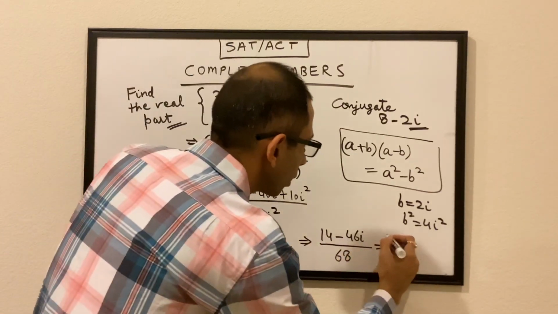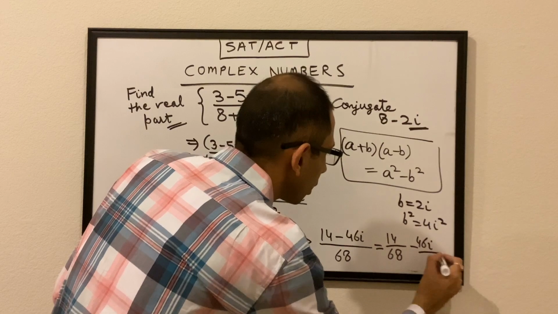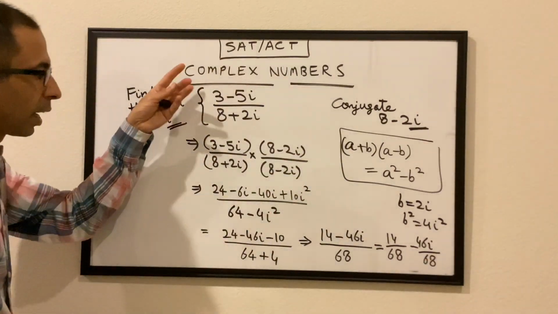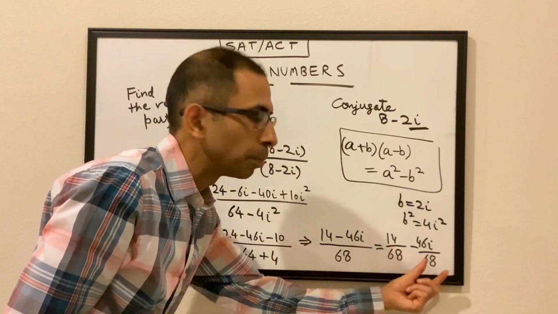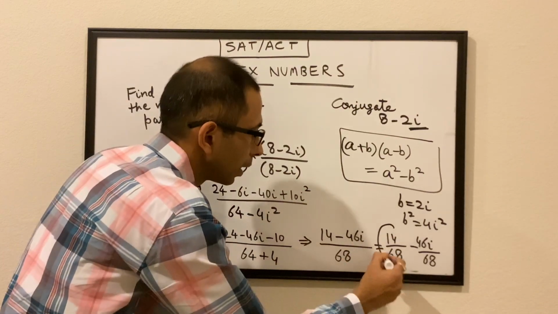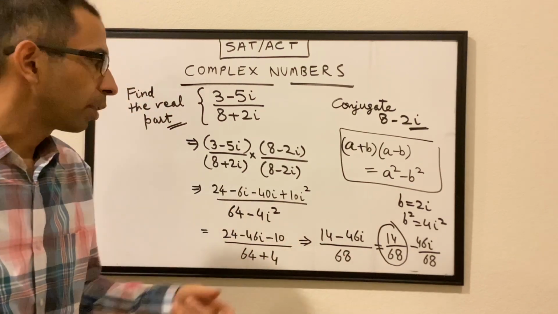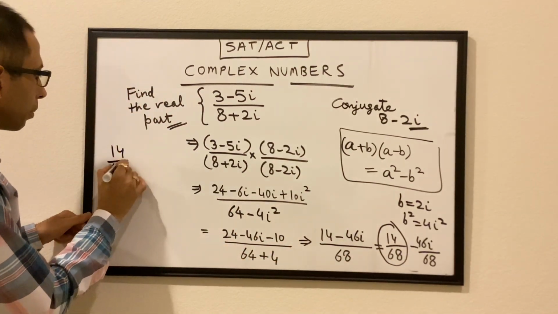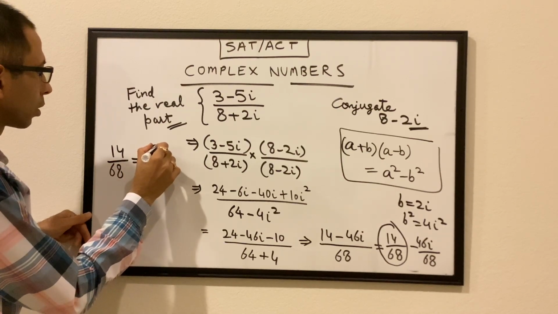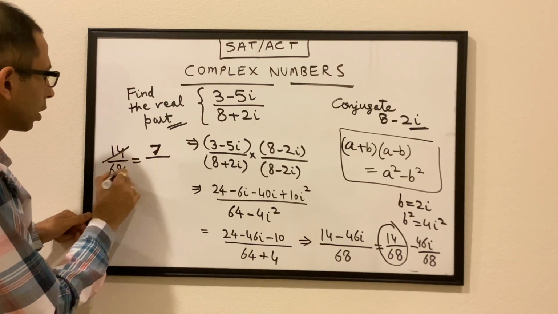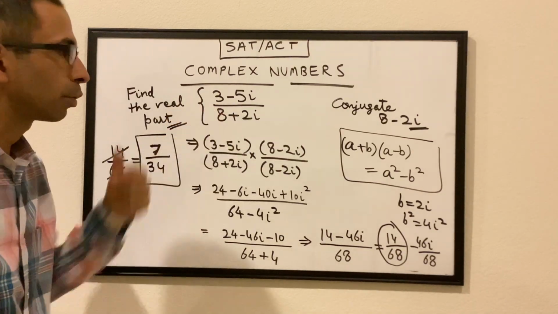And then we can break it down into two different terms here. So finally, by doing all of this, we are able to reduce the given fraction in terms of a plus bi, right? And a is the real part. So the real part for this would be 14 over 68. Obviously, we can simplify it. So 14 over 68 becomes 2 times 7 over 2 times 34, so 7 over 34 is the real part of this fraction, right?